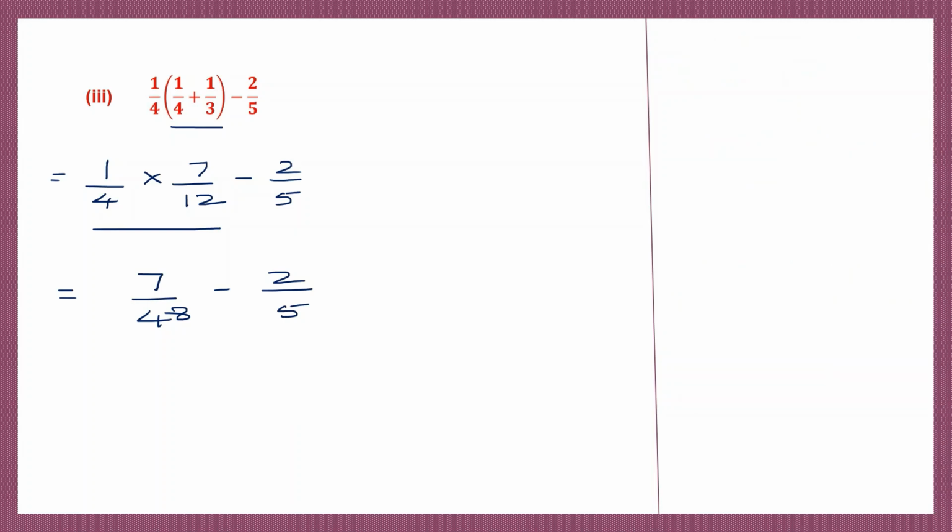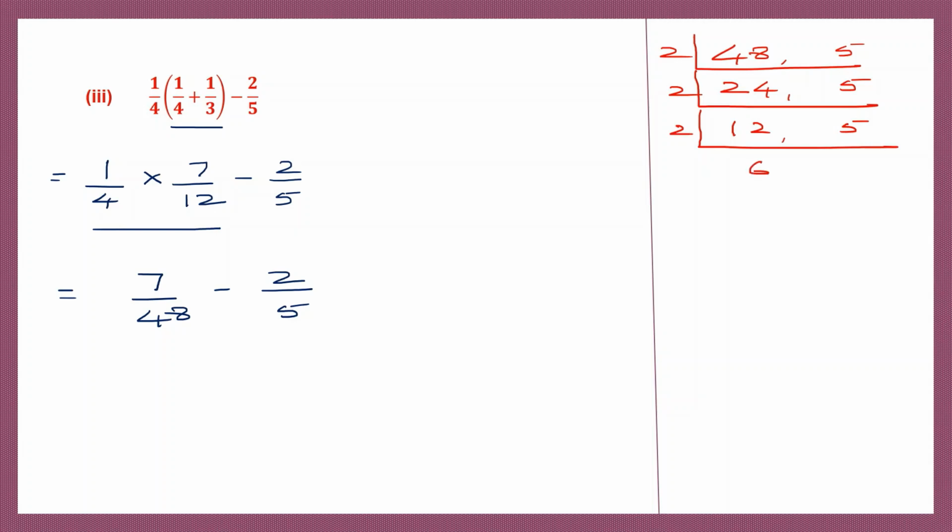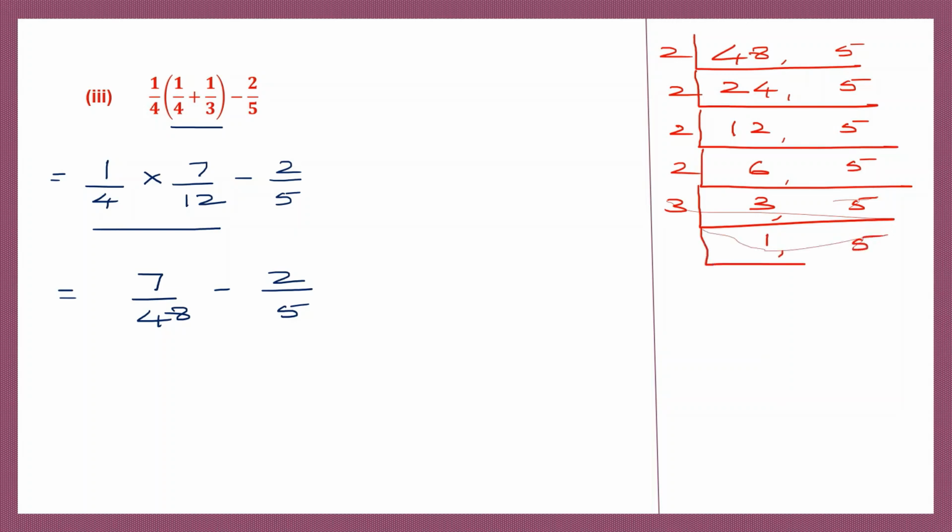So now the denominators are different. Let's find the LCM of 48 and 5. Let's begin with 2. 2 2s are 4, 2 4s are 8, and then we bring down 5. Then again continue with 2. 2 into 12 is 24, 5. Then 2 6s are 12. We bring down 5. 2 3s are 6. Again 5 comes there. Then we use 3 this time. 3 1s are 3 and 5. This time we divide by 5. So this is 1 and 1.